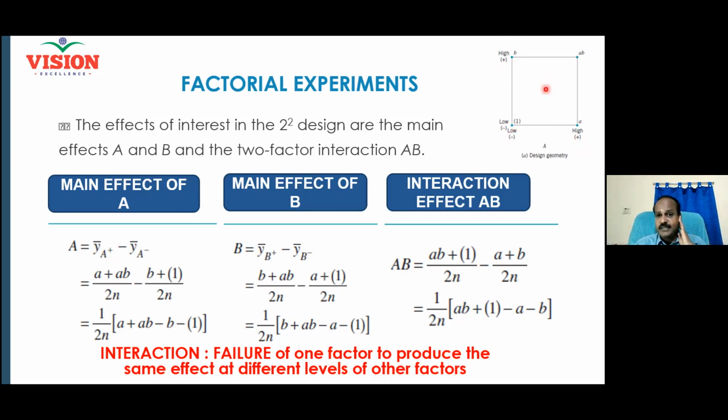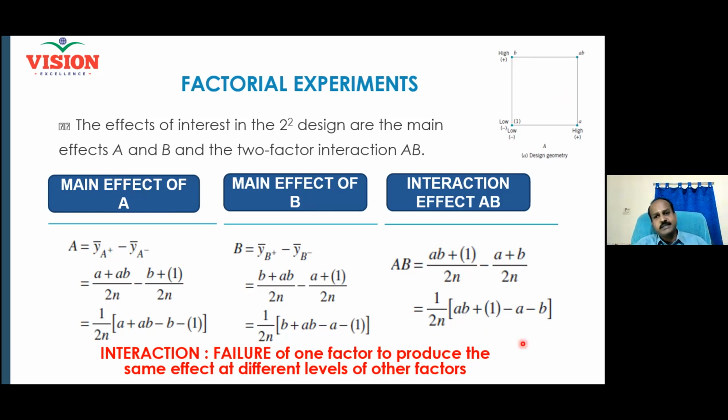So take the average of this diagonal. What is the average? 1 plus AB by 2. Am I right? Correct. And similarly this diagonal is A plus B by 2. This difference will help me to understand the interaction effect. The right side line minus left side line gives me main effect of A. The top line minus bottom line gives me the main effect of B. The difference of the diagonal lines gives me the interaction effect.